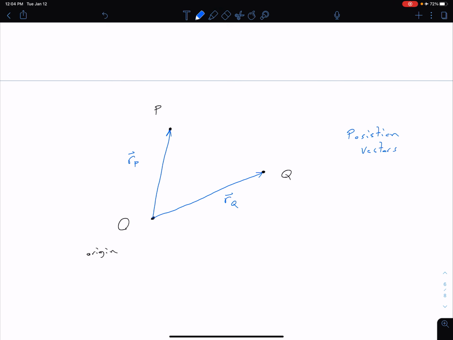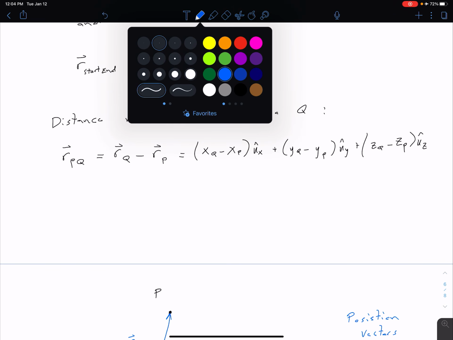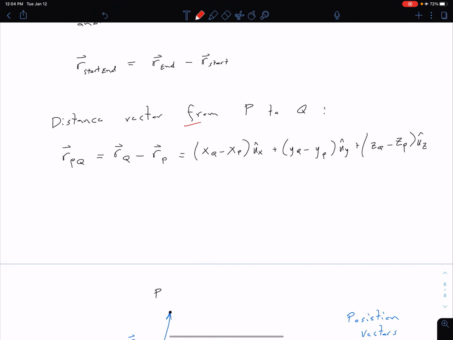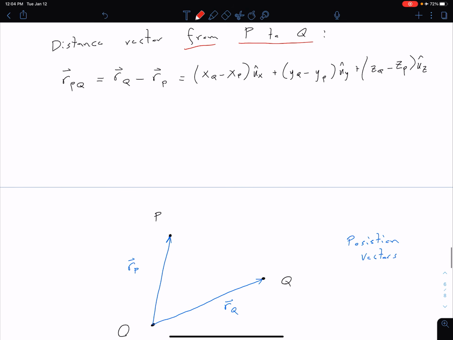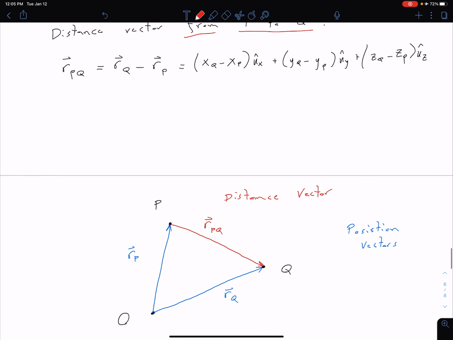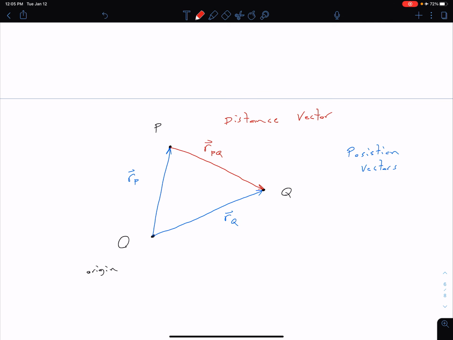Now if we wanted the distance vector from P to Q, let's do that in red. From P to Q indicates we have a certain start and a certain end. We're going to be starting at P and going to Q, so we have something like this. This is r sub PQ, and that's going to be our distance vector. Again, these are going to be very important ideas as we start looking at distances and positions of various charged particles, charge structures, charge densities, and talking about what types of fields and forces arise from them.